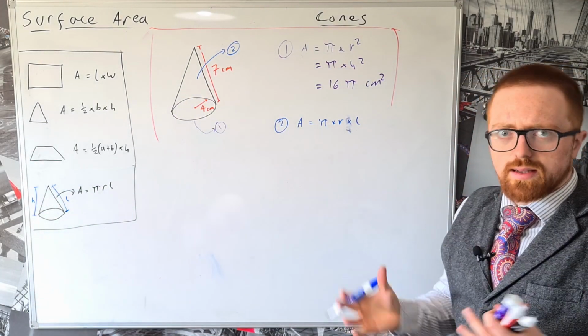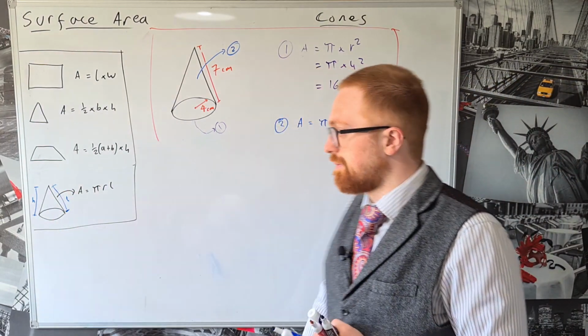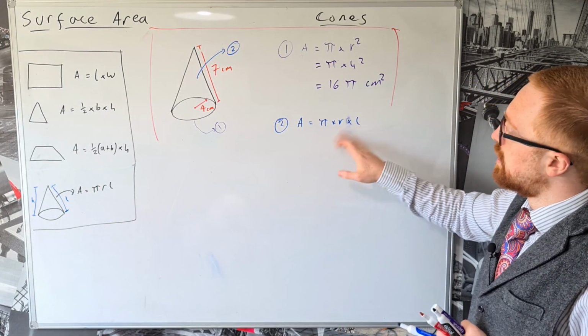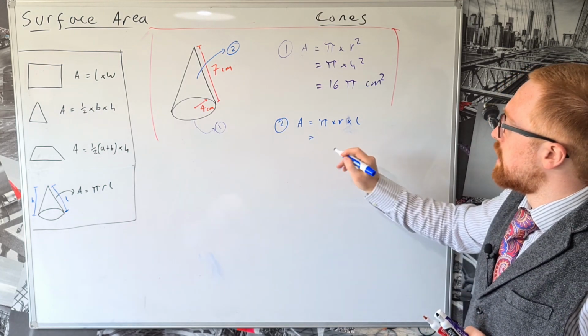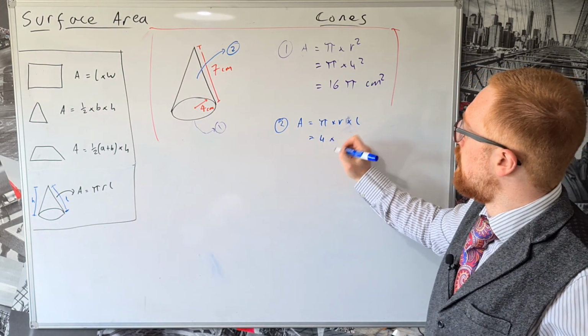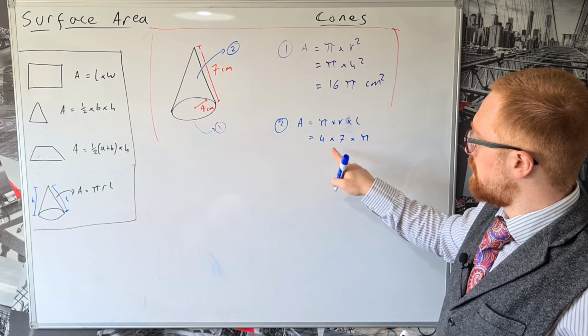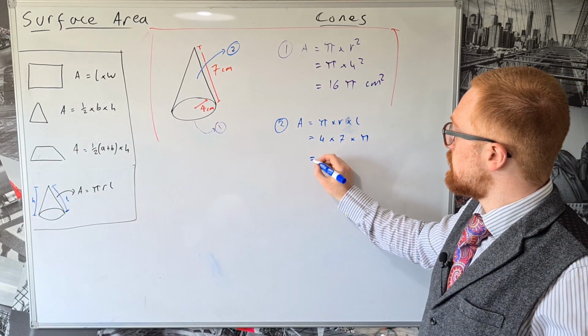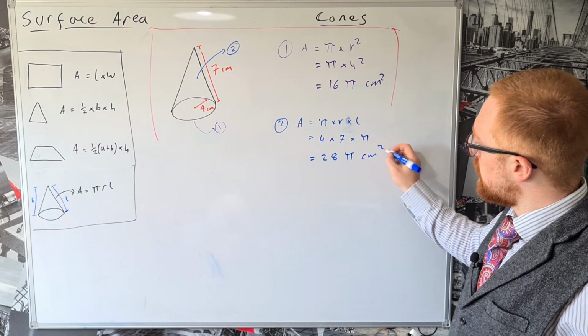So some questions will ask you for the volume and the surface area. You just have to be really careful that you're using L when you're working out the surface area. But area is pi times the radius times the length. Now the radius is 4, the length is 7, we times that by pi, 7 4s are 28, so we get 28 pi centimetres squared.